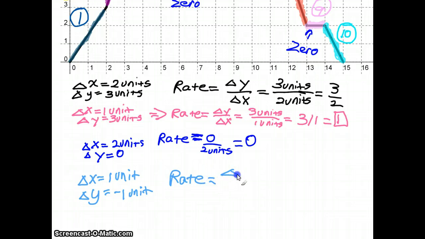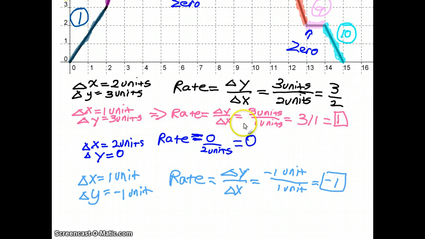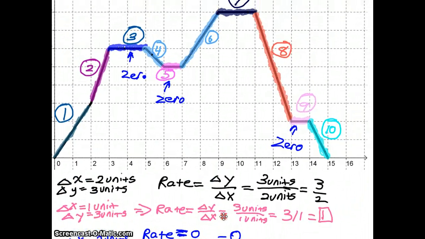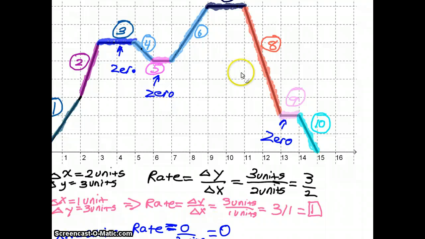So the change is negative 1 unit on y, which means that my overall rate now will be expressed as delta y over delta x. And looking at that, I get negative 1 unit over a total of 1 unit. And looking at this, that's going to give us a rate of negative 1. So we now have done most of our phases here, with the exception of phase 6. Phase 6 I'm going to leave as an in-class exercise along with phase number 8.